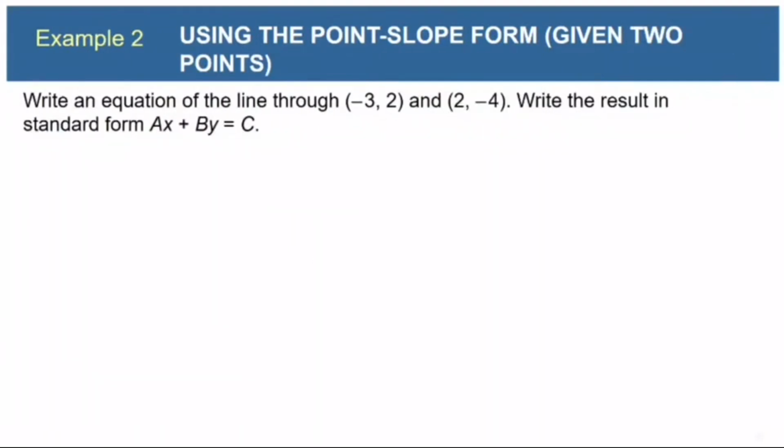Okay, here we go with example 2. This one says write the equation of a line through negative 3, 2 and 2, negative 4. Write the result in standard form ax plus by equals c.